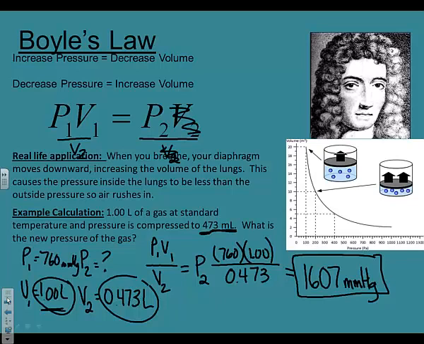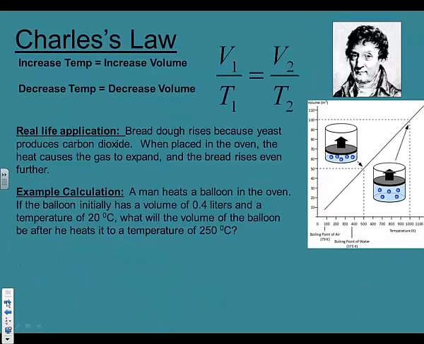Moving right along. What happens if another one of those variables is held constant? Here you have Charles's law. Charles's law is when pressure remains constant, and the only thing changing is volume and temperature. Volume and temperature are directly related. So in Charles's law, if temperature increases, then volume should increase. And if temperature decreases, then volume should decrease. And we'll see a real life example of this in just a minute.